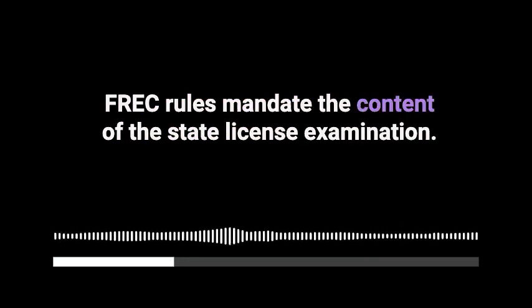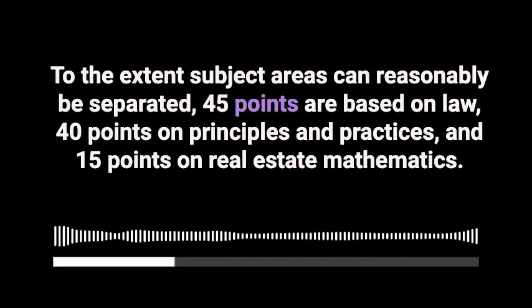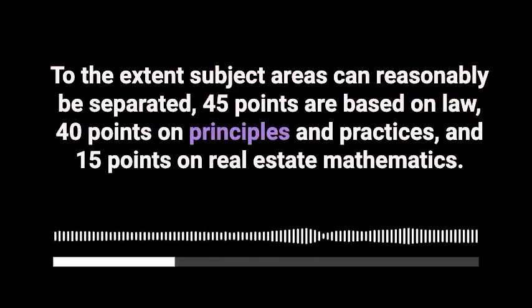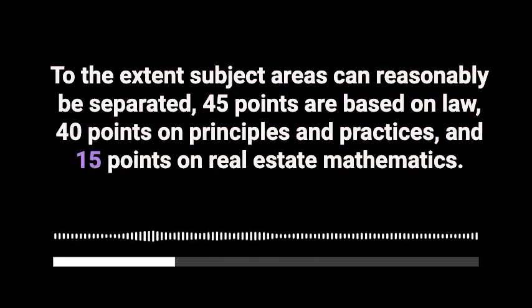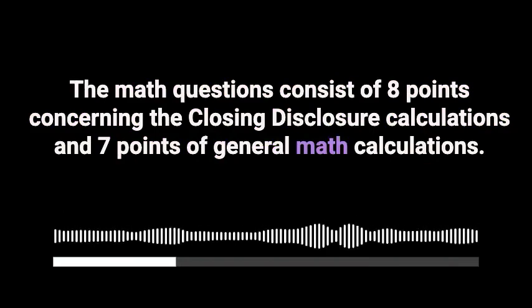FREC rules mandate the content of the state license examination. To the extent subject areas can reasonably be separated, 45 points are based on law, 40 points on principles and practices, and 15 points on real estate mathematics. The math questions consist of 8 points concerning the closing disclosure calculations and 7 points of general math calculations.